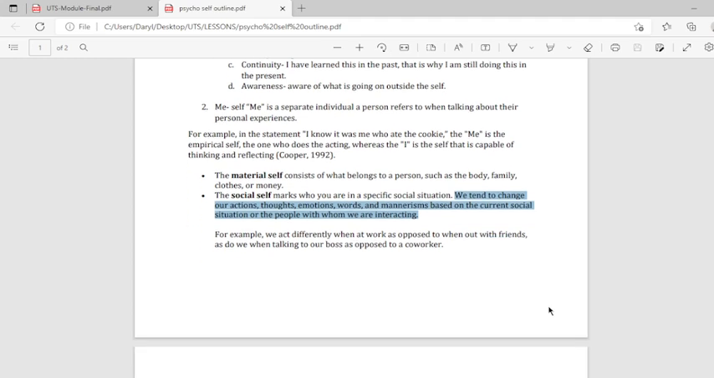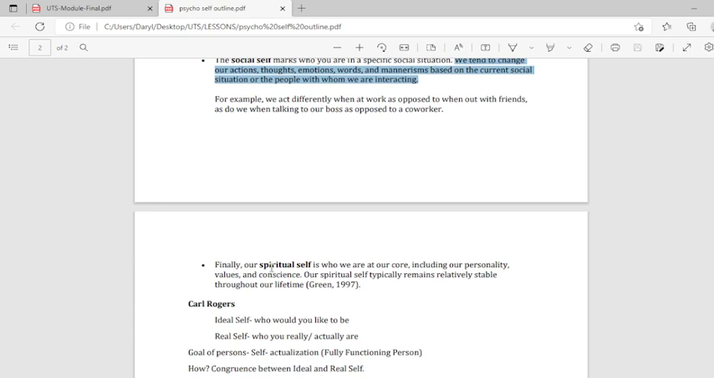Third, the spiritual self. Okay, spiritual self, it contains everything who you really are inside. It includes your personality, your values, and your conscience.